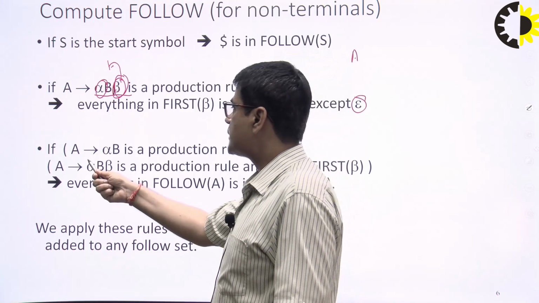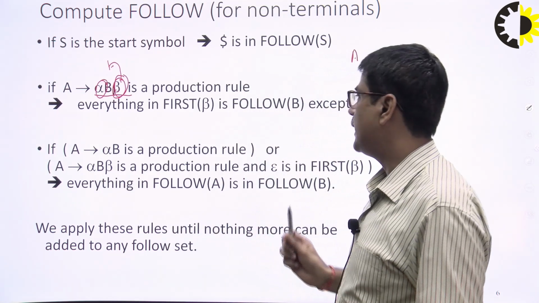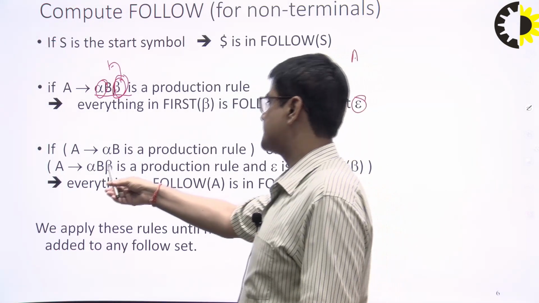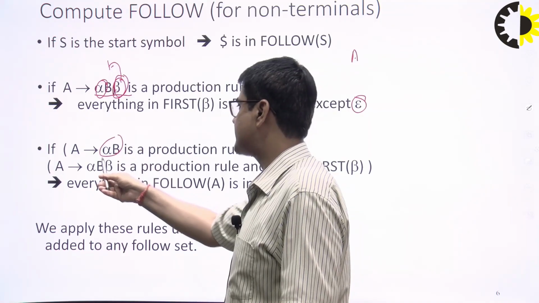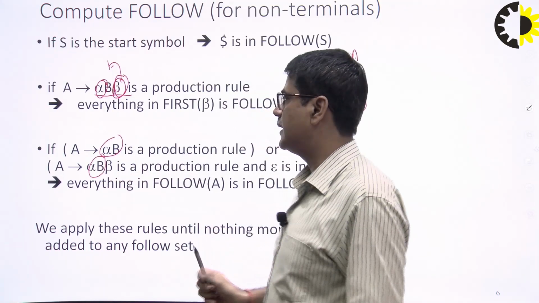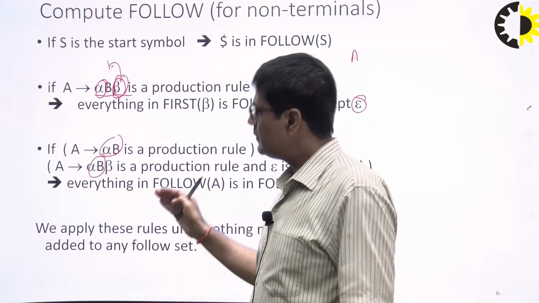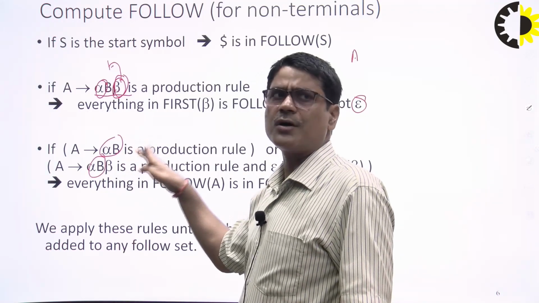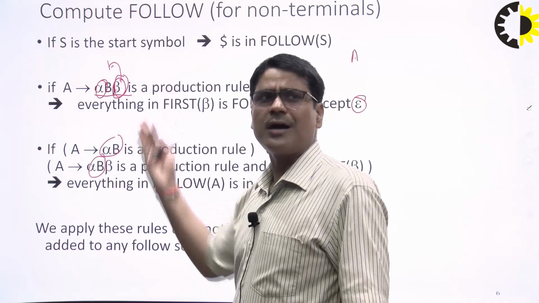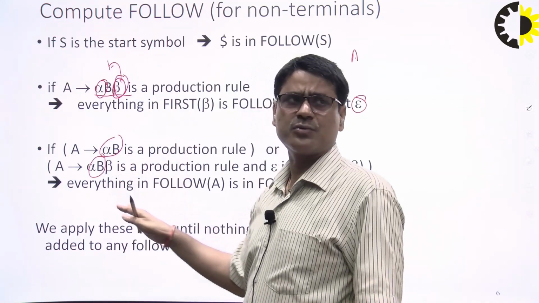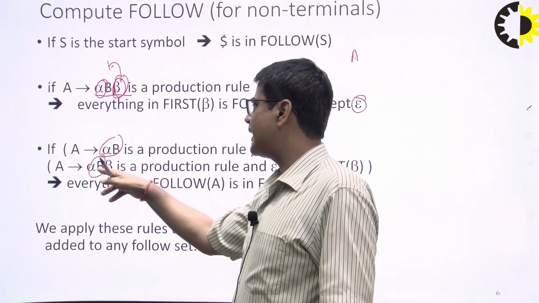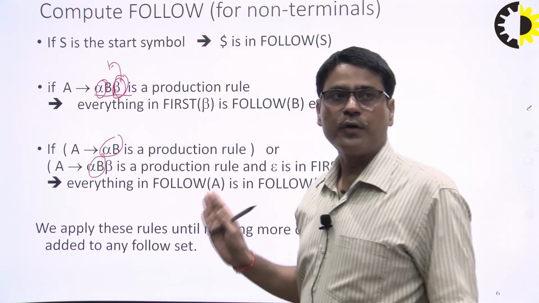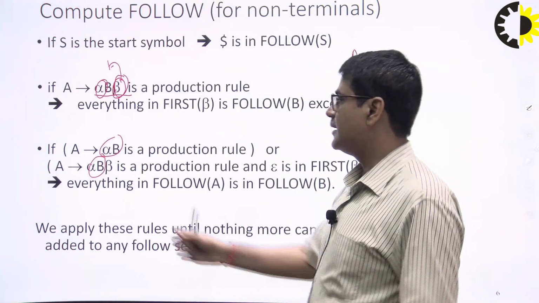Similarly, if the production is A produces alpha B, or A produces alpha B beta where beta derives epsilon, you will see that both productions are the same, because if you put the value of beta as epsilon, definitely both are the same. But we have two kinds of production, because if beta is there, it is not necessary that beta derives only epsilon. It might have other things also. So for these two kinds of production, whatever is in follow of A is directly assigned to follow of B. So that is basically your follow rule.